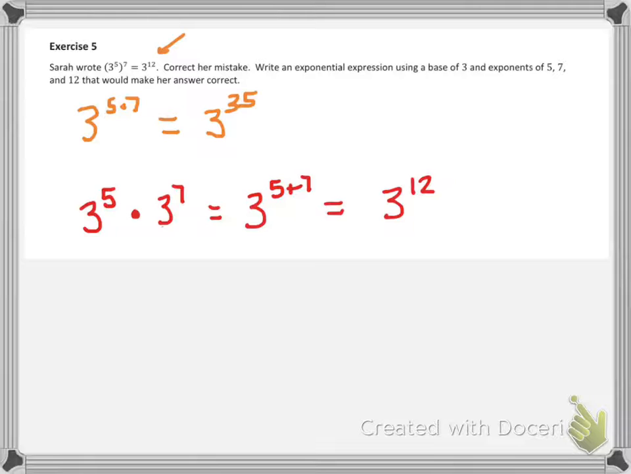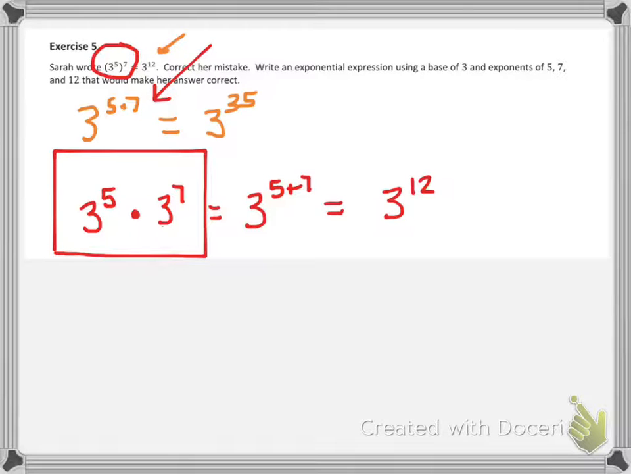So notice the difference. We had 3 to the 5th raised to the 7th power. If you raise an exponent to another exponent, then you're going to multiply those exponents like we did to get the correct answer. If you have 3 to the 5th times another base with an exponent, then you add those exponents to get the correct answer. Okay, so got to keep those straight. Practicing with these type of problems will help a lot to remember when to do what.